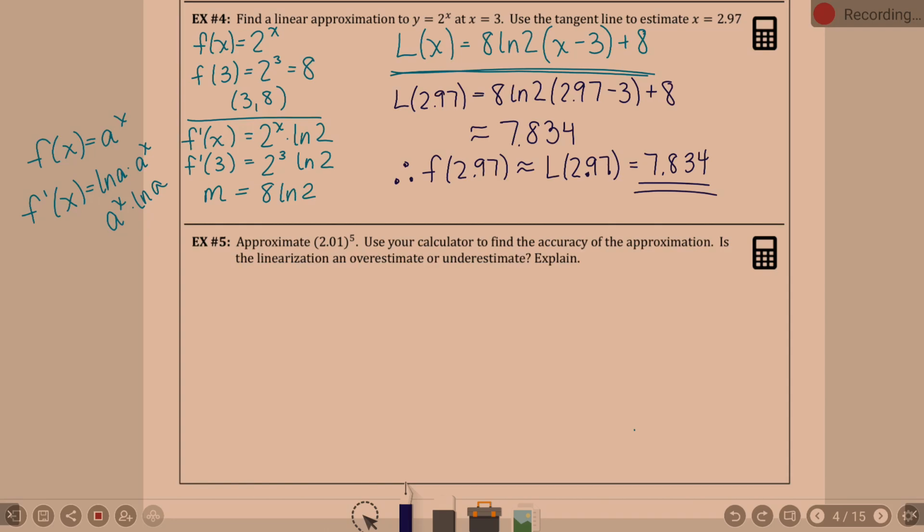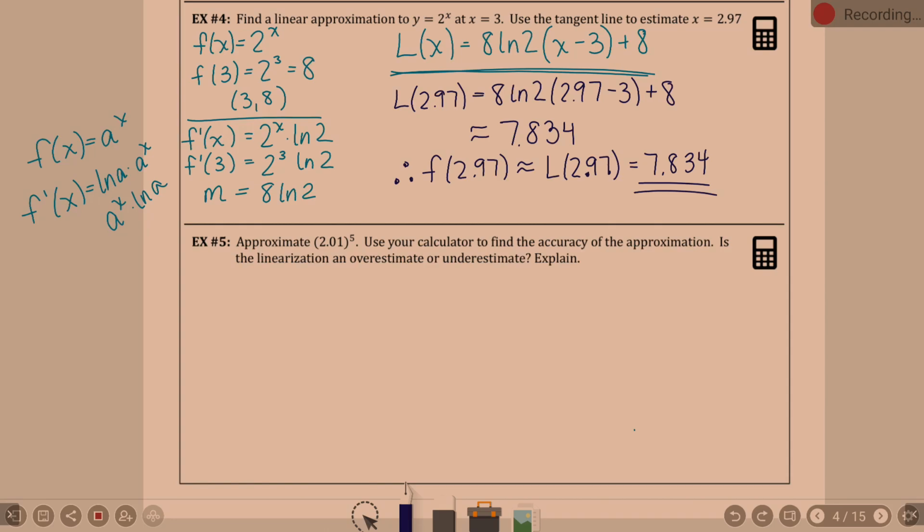Okay. 5. Approximate 2.01 raised to the 5th power. Use your calculator to find the accuracy of the approximation. Is the linearization an overestimate or underestimate? And explain. So they're asking us to approximate 2.01 to the 5th. What's the base function here? In other words, because to write a linearization, we need, what's the original equation?